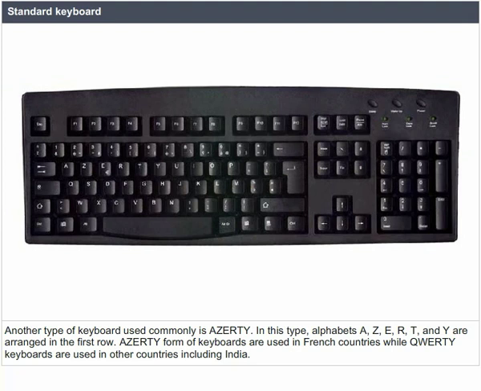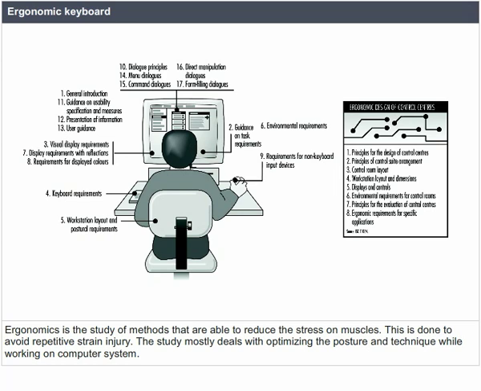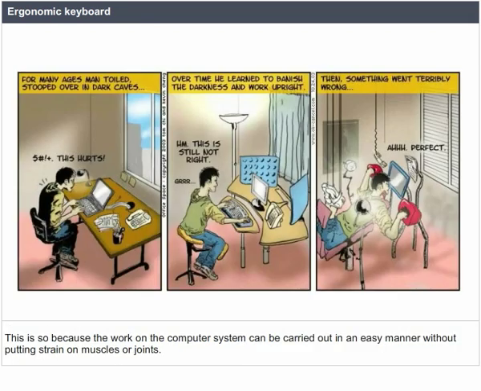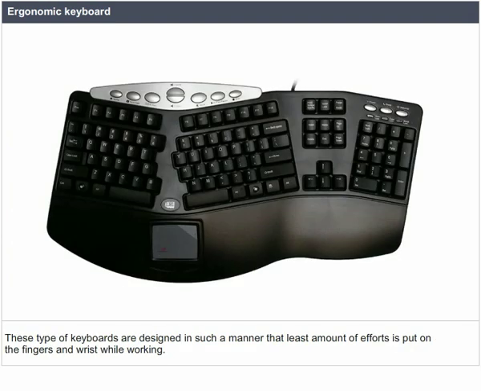Ergonomics is a study of methods that are able to reduce stress on muscles. This is done to avoid repetitive strain injury. The study mostly deals with optimizing the posture and technique while working on computer systems. This is so because the work on computer system can be carried out in an easy manner without putting strain on muscles or joints. These type of keyboards are designed in such a manner that the least amount of effort is put on fingers and wrist while working.